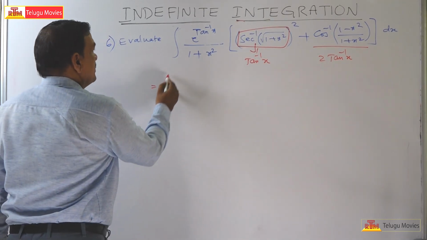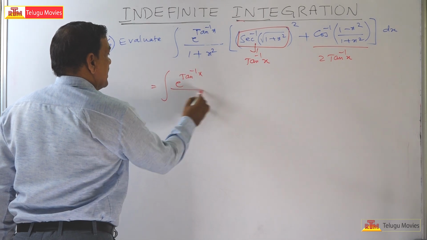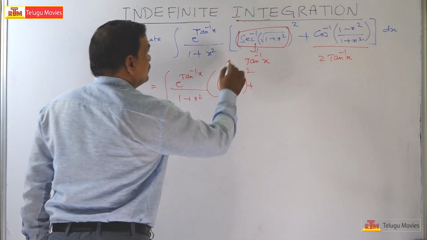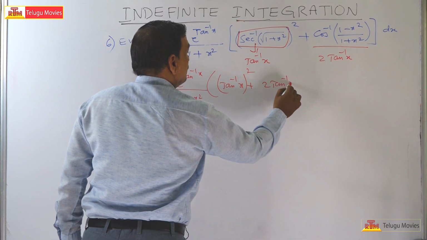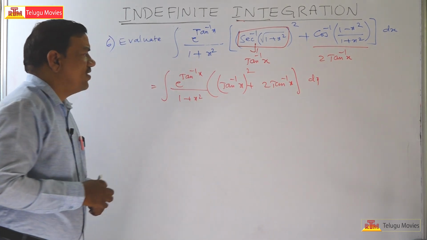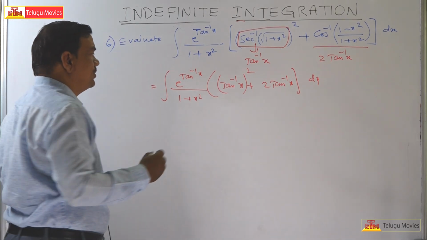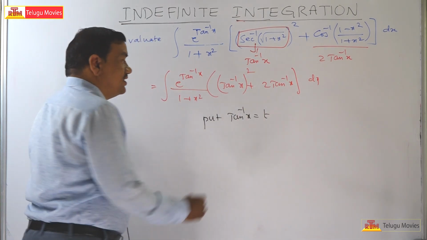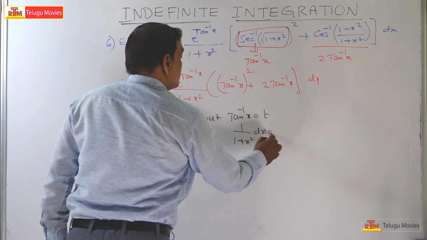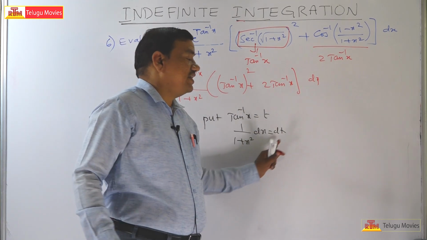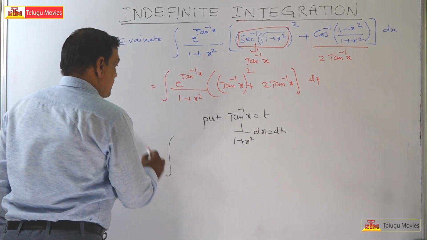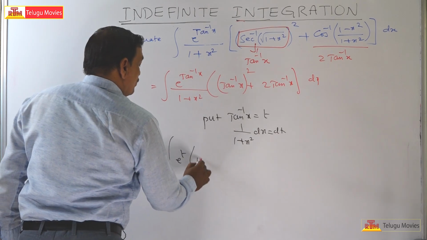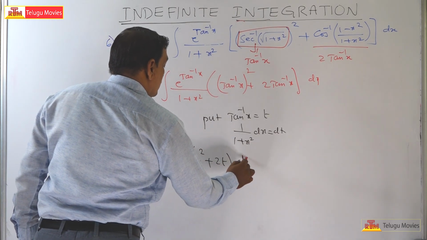Now your problem will become integral of e power tan inverse of x by 1 plus x square into tan inverse of x whole square plus 2 tan inverse of x dx. Okay, now afterwards the problem is very easy. Put tan inverse of x is equal to t. So this is equal to 1 by 1 plus x square dx is equal to dt. So this is equal to integral of e power tan inverse of x, which is e power t, into t square plus 2t dt.